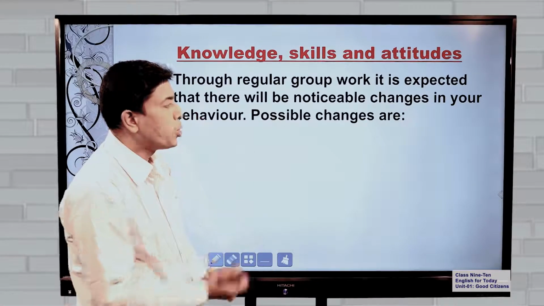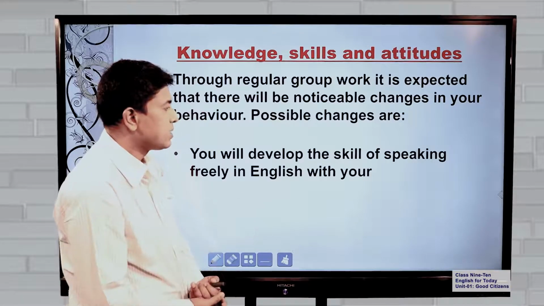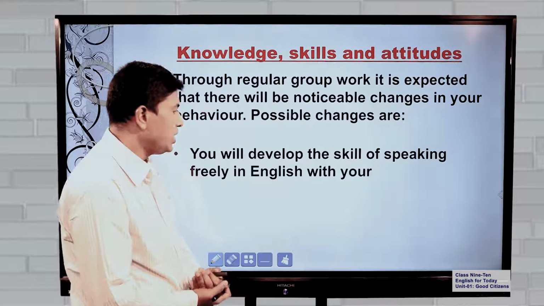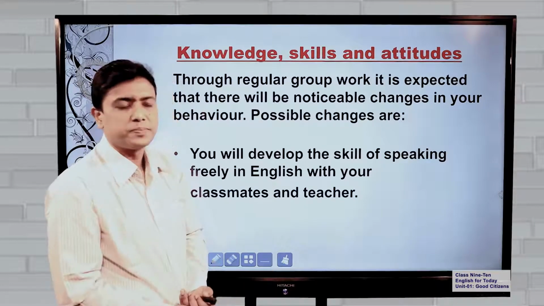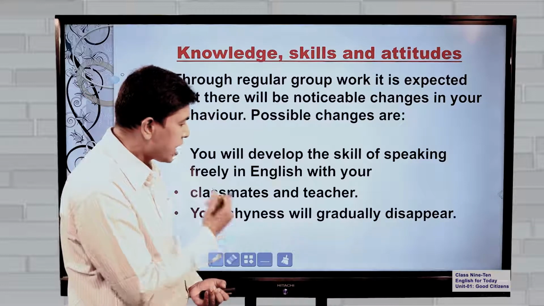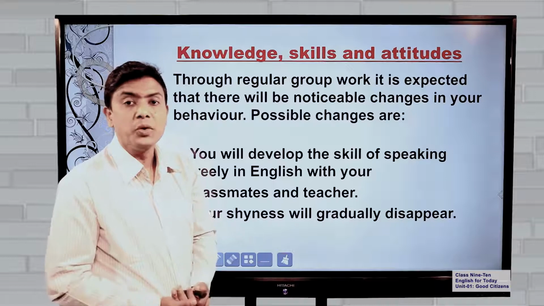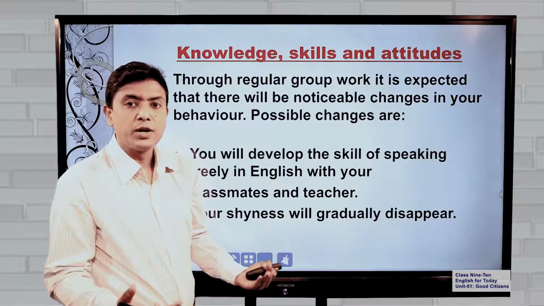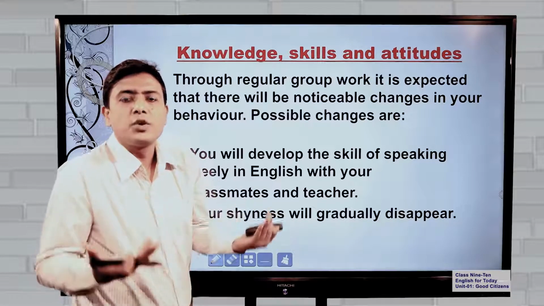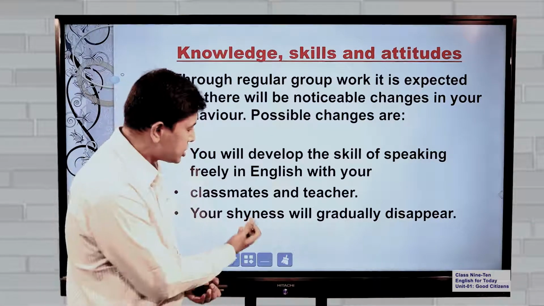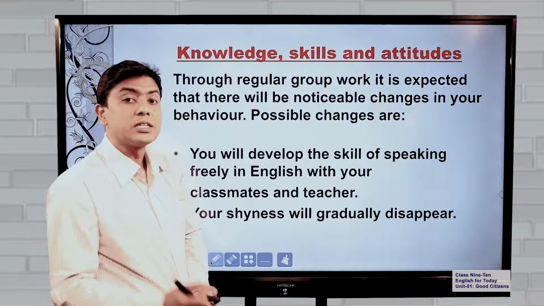And these possible changes are, first of all, you will develop the skill of speaking freely in English with your classmates and teacher. And your shyness will gradually disappear. You will not be shy anymore. You will be able to speak in public. You will be free from inside your mind. So the shyness will definitely disappear, maybe slowly, but it is going to disappear.